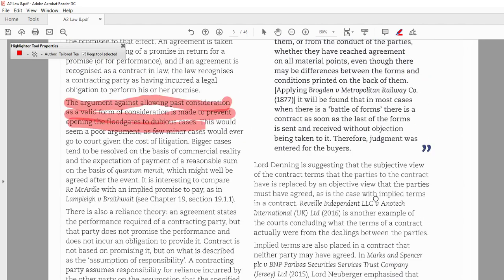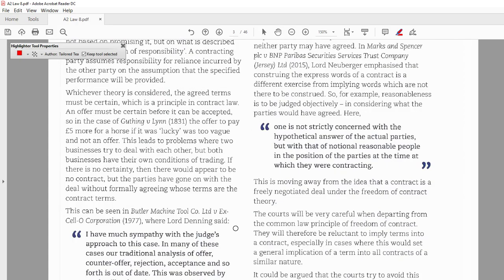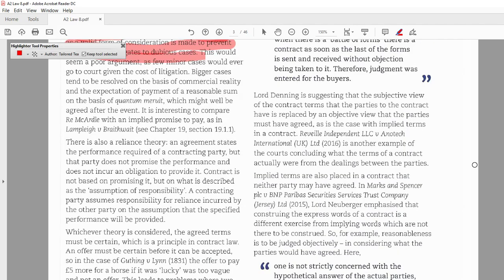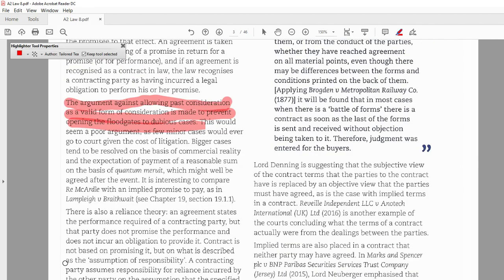Now, as this goes on, they start looking at a few cases. So they look at Butler Machine Tool and so on. And what are they trying to get at here? Well, go straight to Lord Denning. Lord Denning is suggesting that the subjective view of the contract terms that the parties to the contract have been replaced by an objective view that the parties must have agreed.